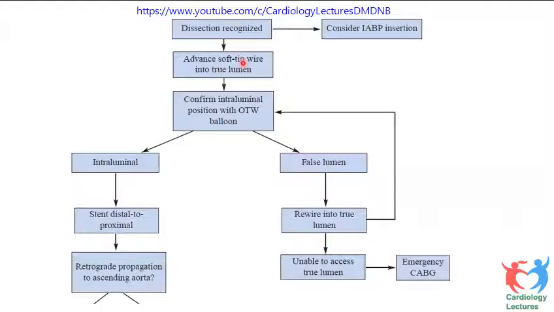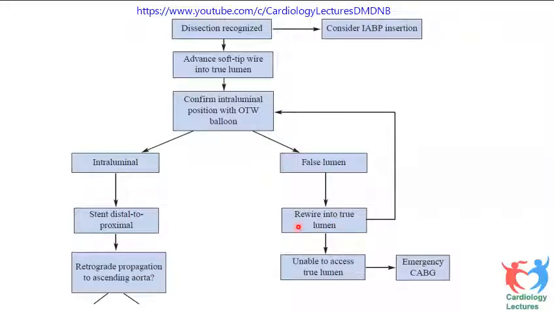dissections. And you should always confirm that you are in the true lumen. And if you feel you are in the true lumen, then you go ahead and stent it. And if you feel it is in the false lumen, try to rewire. Many times you come back and keep trying from the proximal part. You can enter the true lumen. This is one trick you should remember.